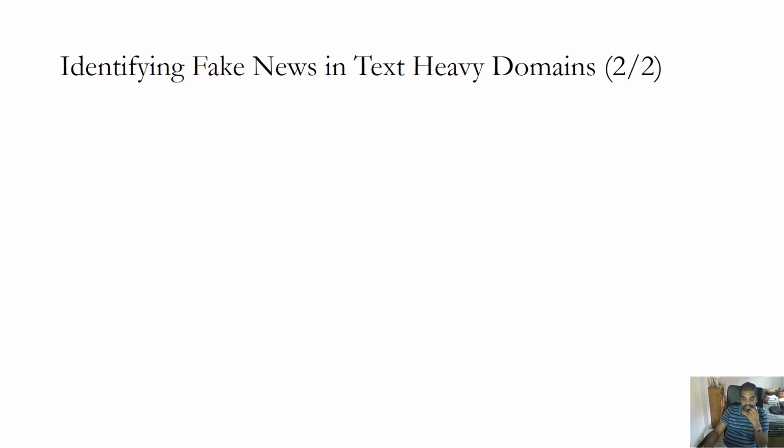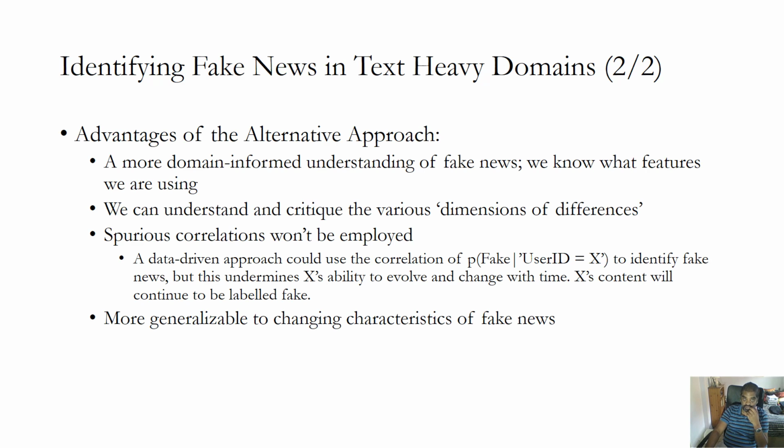The advantage of that fake news detection framework would be that it is driven by a more domain-informed understanding of fake news, as compared to letting the machine do the task. We know what features we are using, we can analyze it, understand it, critique it, and we can explicitly avoid spurious correlations. There is this approach that is employed in many domains where you are heavily data driven, where you don't have much domain understanding. It's like an add and stir approach. You put all the features that you have, all the data that you have into the mix, and then let the algorithm figure it out.